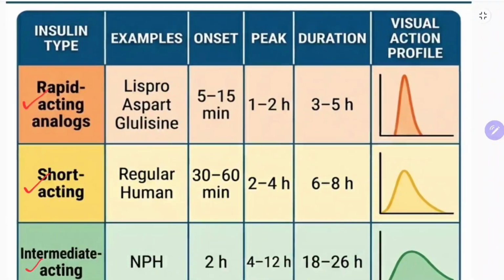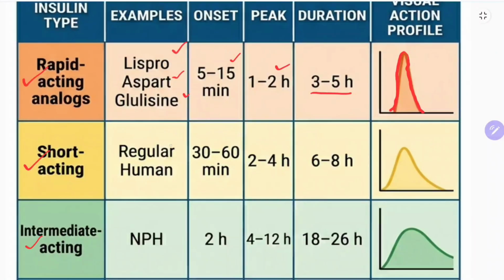So see here, rapid acting analogs are Lispro, Aspart, Glulisine. Onset is 5 to 15 minutes. Peak is 1 to 2 hours, and duration, they will act for 3 to 5 hours. These rapid acting analogs are very good for prandial doses of insulin. They will produce a spike very similar to our physiological insulin spike when we take food by the oral route.